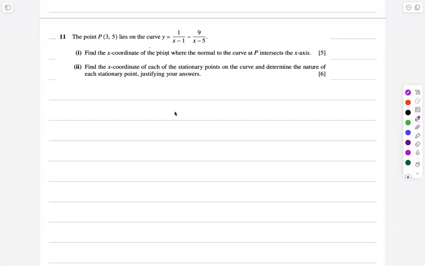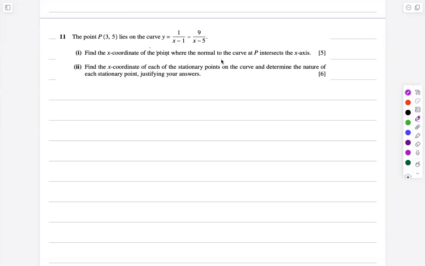In question 11, the point P(3, 5) lies on the curve y = 1/(x − 1) − 9/(x − 5). In part 1, we have to find the x coordinate of the point where the normal to the curve at P intersects the x-axis.